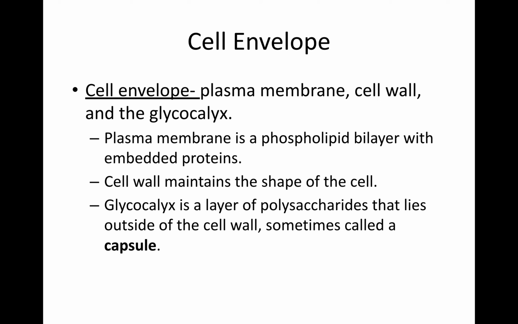Then the envelope also has a cell wall. This is extremely rigid. This is also found in plants. Things have cell walls when they don't have bones and things to hold up the organism. And then you have that sugar layer. So look, it's a layer of polysaccharides. You learned that saccharides kind of mean sugars. This sugar layer lies on the outside of the cell wall and is sometimes called a capsule.